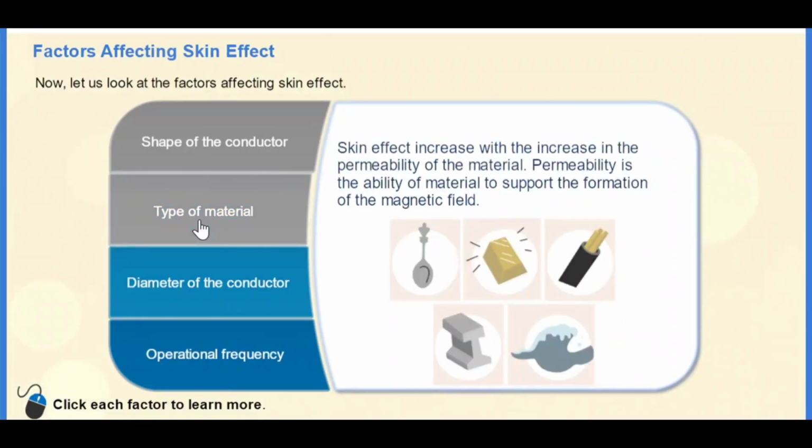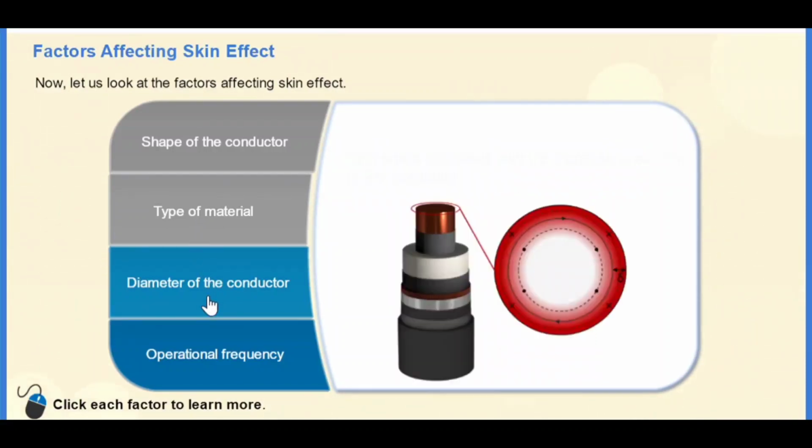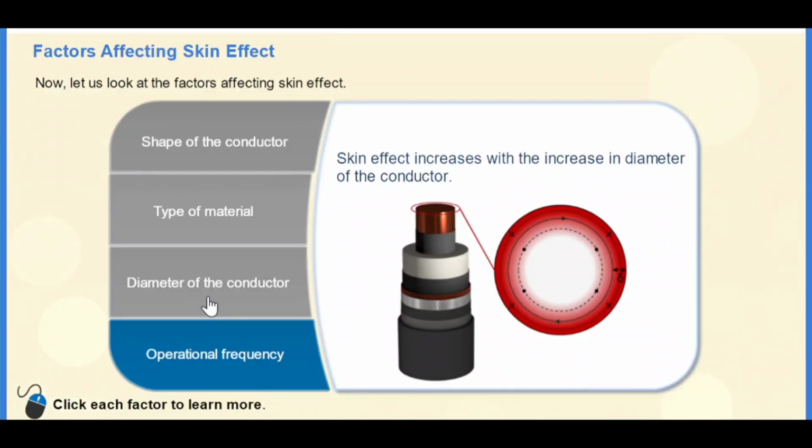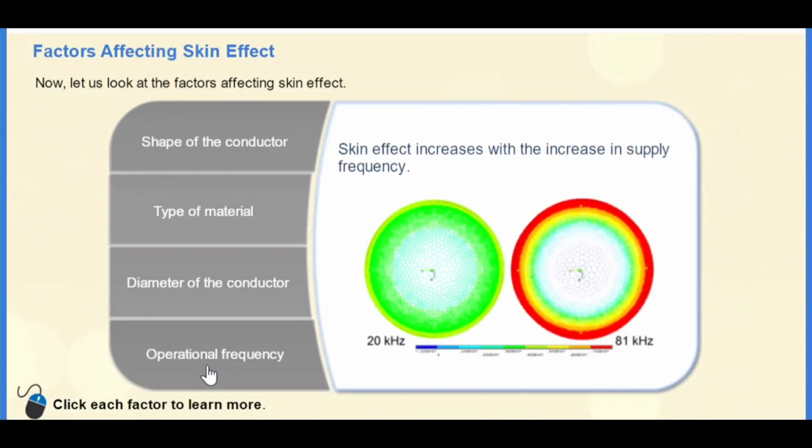Skin effect increases with the increase in the permeability of the material. Permeability is the ability of a material to support the formation of the magnetic field. Skin effect increases with the increase in diameter of the conductor. Skin effect increases with the increase in supply frequency.